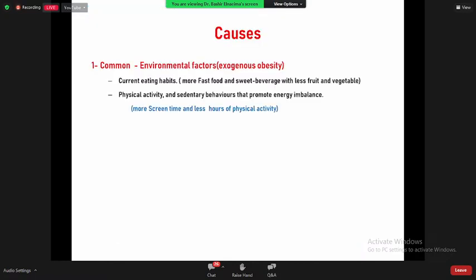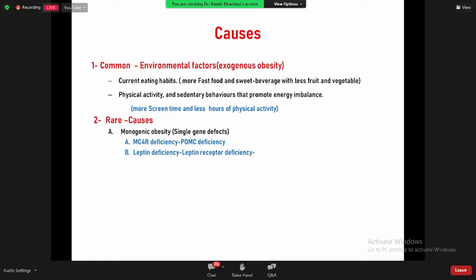As for the causes of obesity, the common cause, as all of us know, is environmental factors, or what we call exogenous obesity. Current eating habits: people currently eat more fast food and more sweet beverages, with fewer fruits and vegetables. Again, physical inactivity and sedentary behaviors promote energy imbalance. Currently, we see a lot of children, almost most of our children, spending a lot of time on screens, digital games, tablets, telephones and others, and fewer hours on physical activity. The rare cause is monogenic obesity.